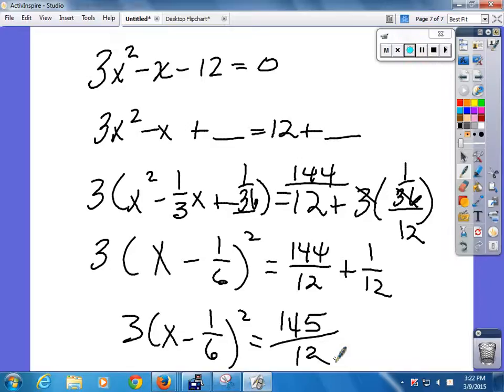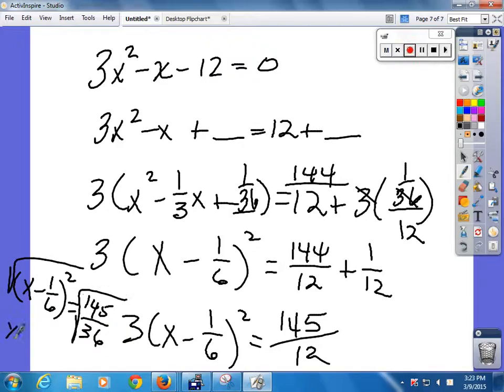And that's going to give you x minus 1/6, quantity squared, is equal to 145 over 36. Take the square root of both sides. X minus 1/6 is equal to the square root of 145 over the square root of 36, which is 6. So that's the square root of 145 divided by 6, and bring the 1/6 over, so that's the square root of 145 plus 1 over 6.